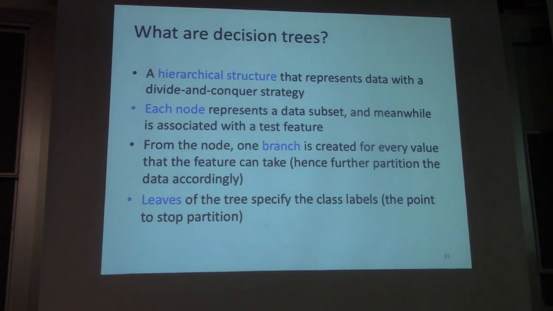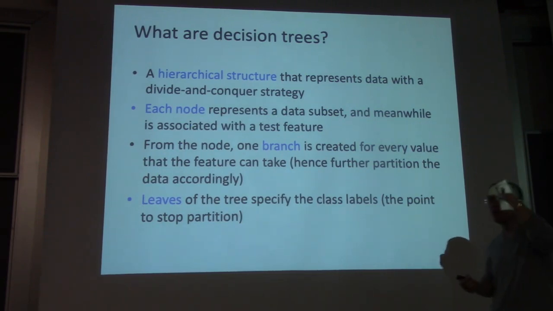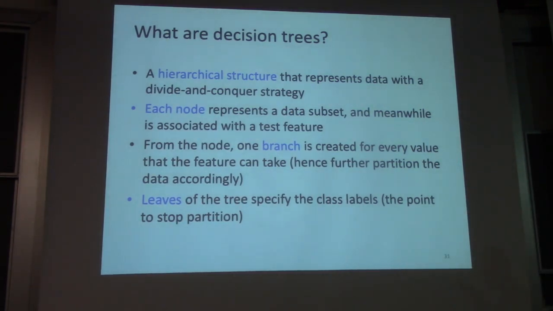Right? So first, decision tree, as the name suggests, is a hierarchical structure that represents the data with a divide and conquer strategy. In this tree, each node represents a data subset. The root node represents the whole data set. And then each leaf node or each internal node represents a subset of data. So the creating of a decision tree is essentially to partition the data recursively. In the meantime, each node is associated with a test feature. The test feature is used to help us to partition the data.